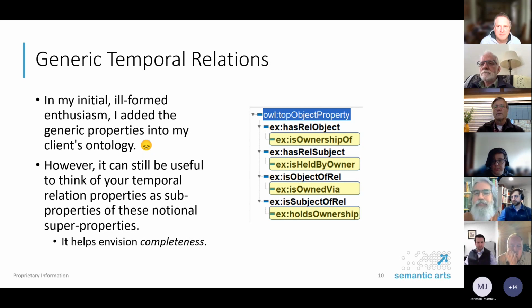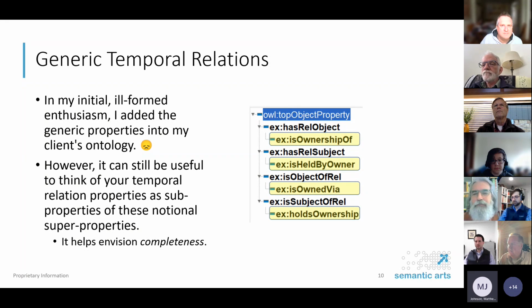Yeah, that is true. And you might have reasons for not wanting to put a domain or range specifically on the real properties that you want to keep, but having that domain or range on these notional properties buys you that inferencing.